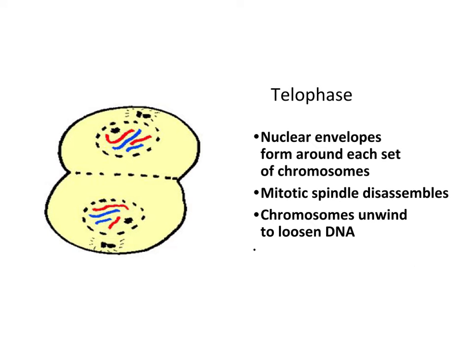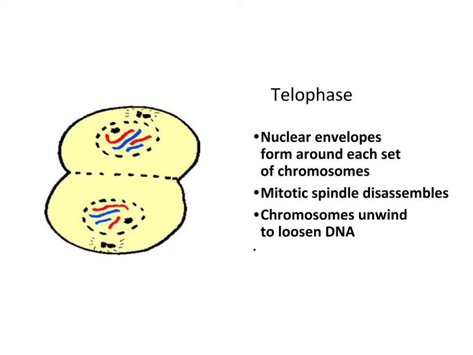The final phase is called telophase. So this is the last stage of mitosis. So the chromosomes have arrived at the poles of the cell. The nuclear envelopes form around each set of chromosomes. Okay, so this side gets a nuclear envelope, that side gets a nuclear envelope.